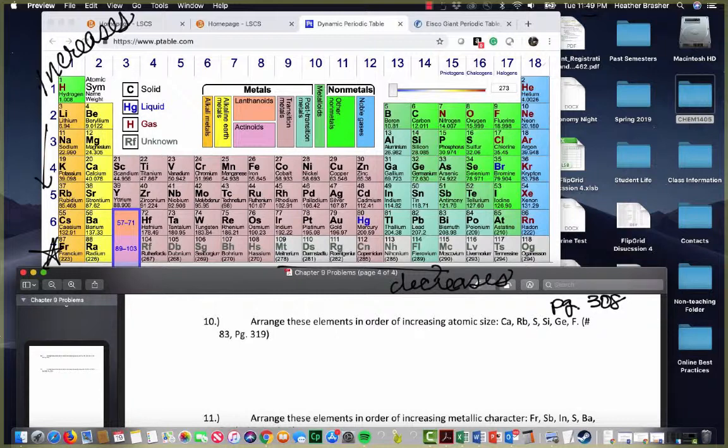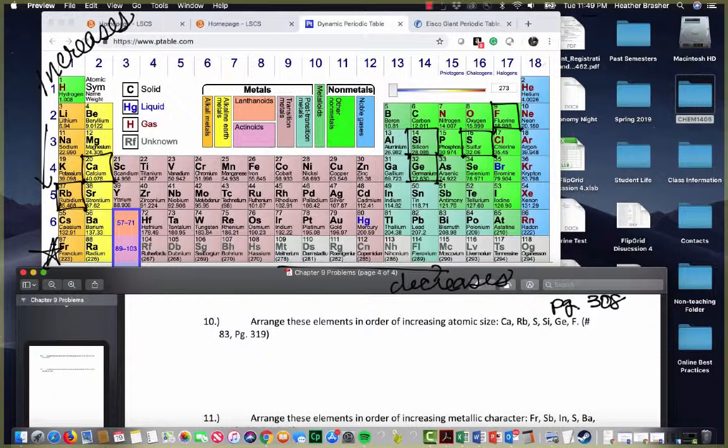So let's look and find these. Okay, let's start with calcium, it is here, right? Rubidium is here. Sulfur is here. Silicon is here. Germanium is here. And fluorine is here.